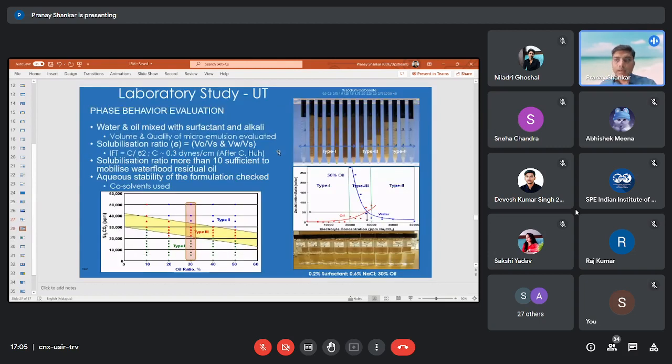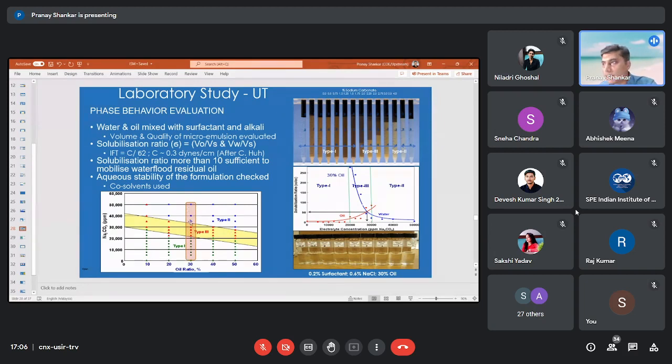Then this is the ASP experiment, where you use a microemulsion solution, which is a mixture of water and oil mixed with surfactant and alkali. We measure one parameter called the solubilization ratio, and this solubilization ratio should be more than 10. There are basically 3 types of microemulsion. Once you achieve this type 3 microemulsion, that is the ideal candidate for your ASP implementation.